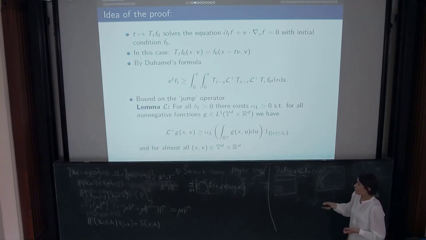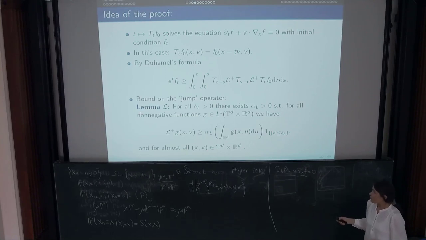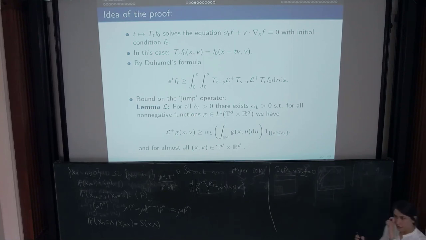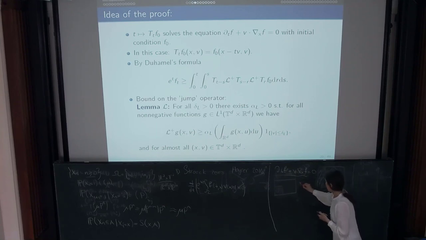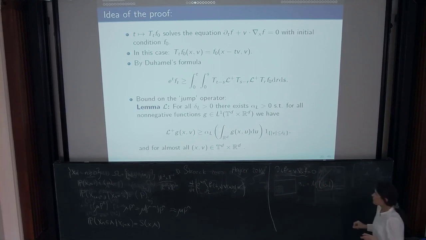In this case, for the bound for the jump operator, we will allow jumps to any velocity which is small, which will be given by this lemma. And here, if we consider this alpha L to be the max value of delta L, this lemma will be proved.